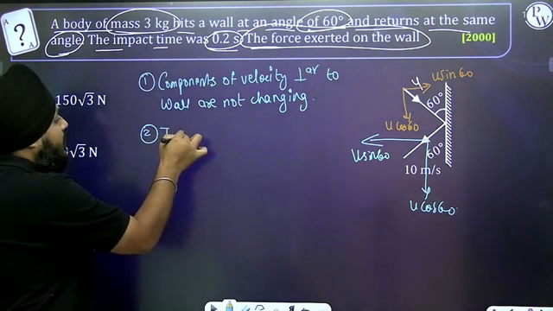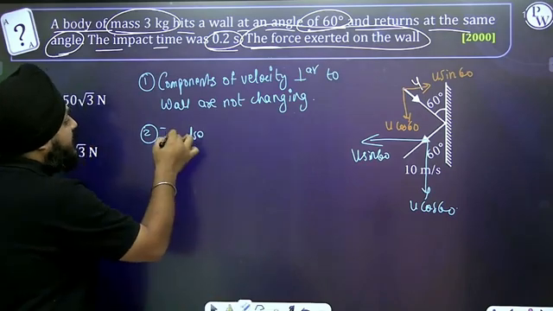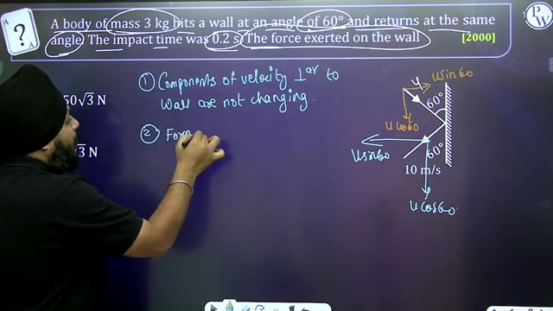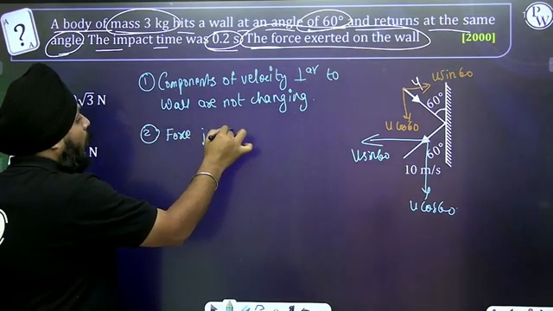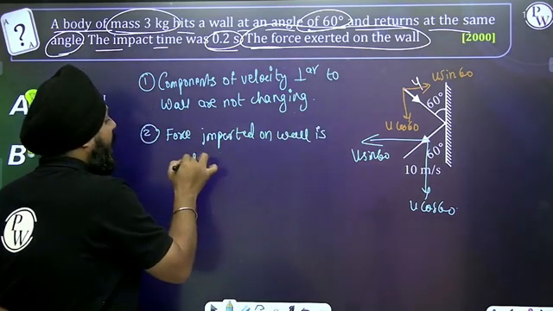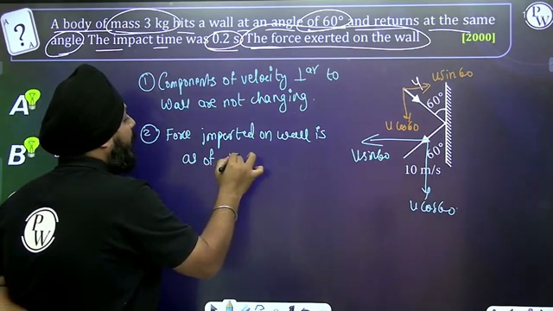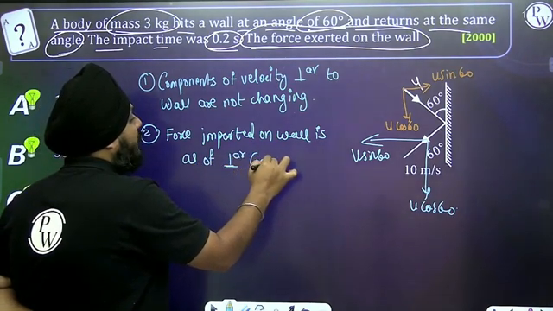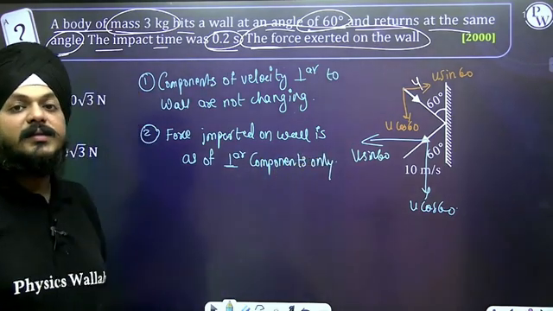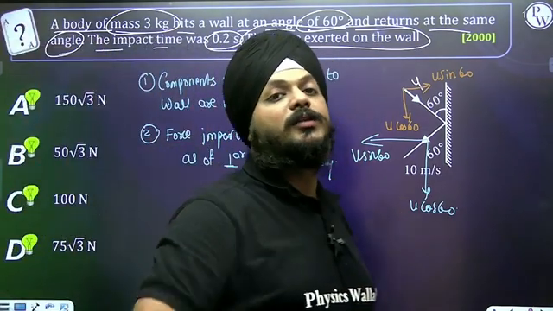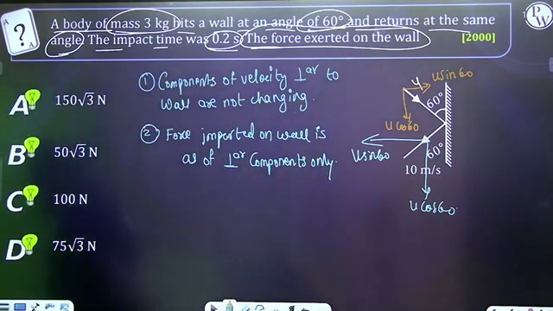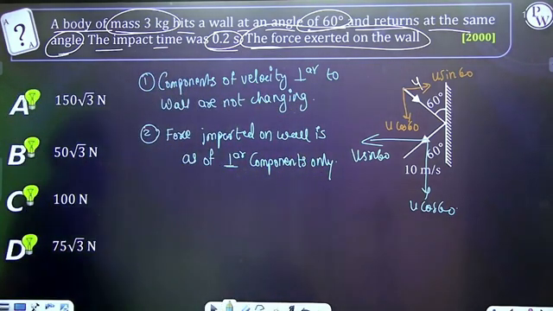impulse, or in another sense the force that is applied, the force imparted on the wall, is because of the perpendicular components only. Yes or no? It is because of the perpendicular components only.